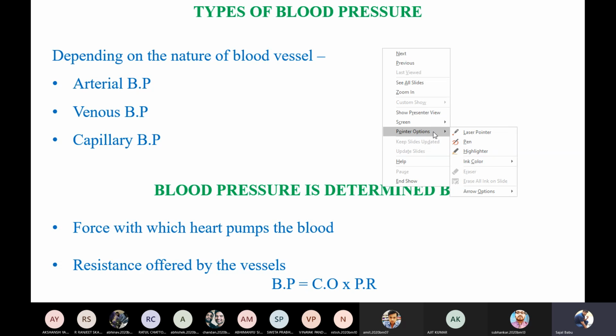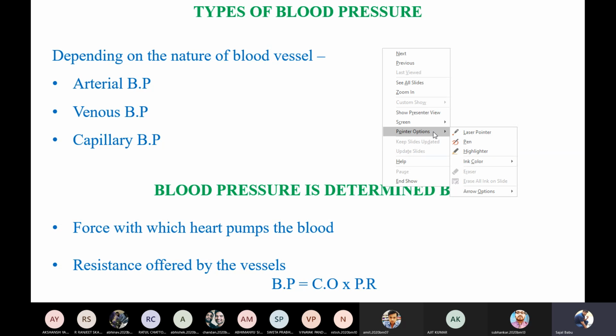So let us complete the blood pressure today. We had completed the introduction part and we had already started the blood pressure. In the previous class I explained what blood pressure is and how the blood is pumped from the heart. I also explained the mechanism of the heart, and then the analog type of sphygmomanometer, right?